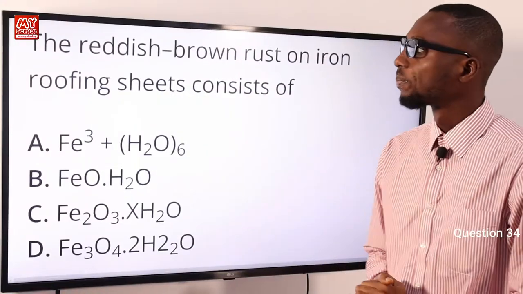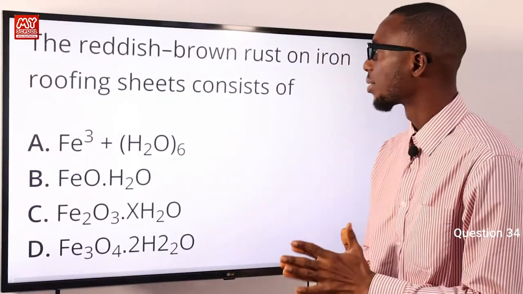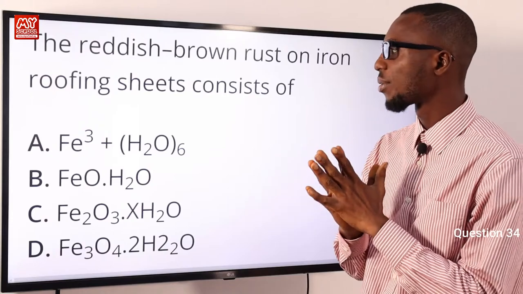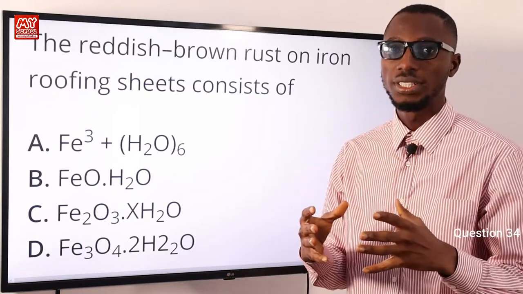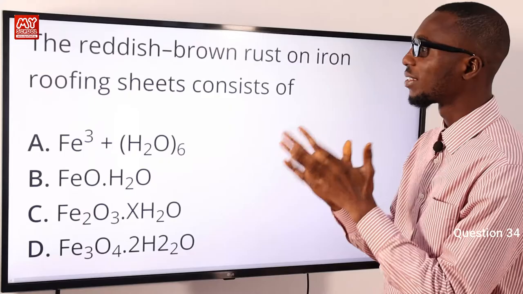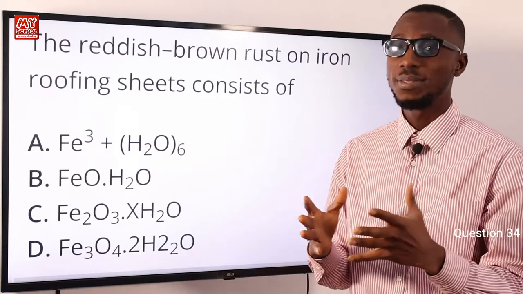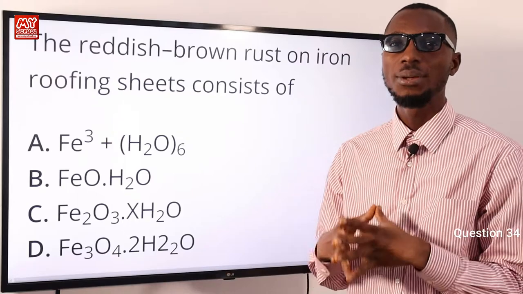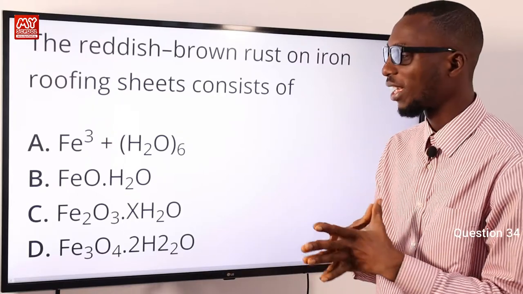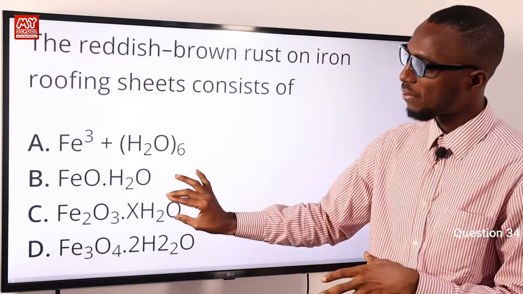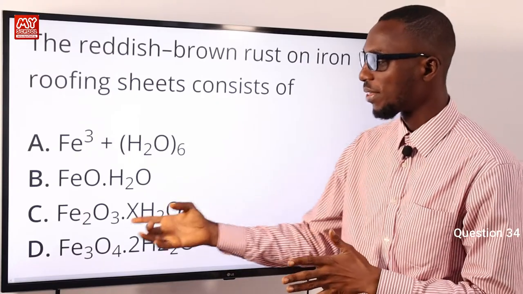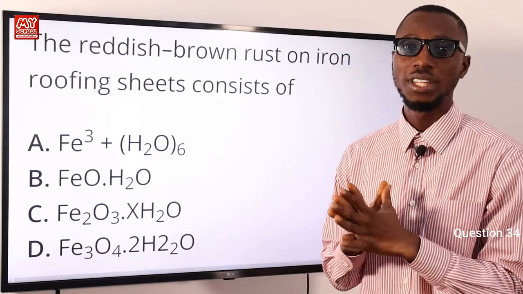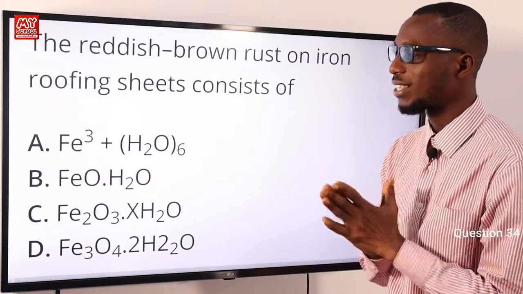Number 34. The reddish brown rust on iron roofing sheet consists of what? The rust is basically a reddish brown hydrated iron 3 oxide. So the correct option here is option C.